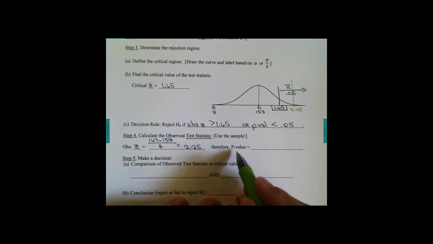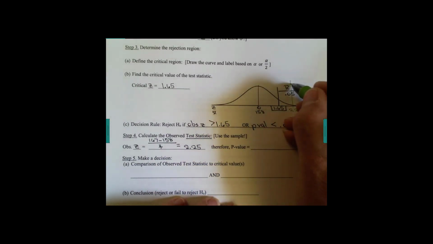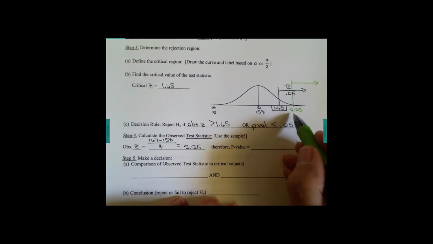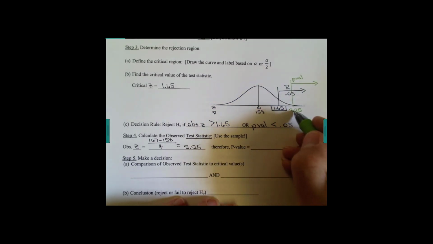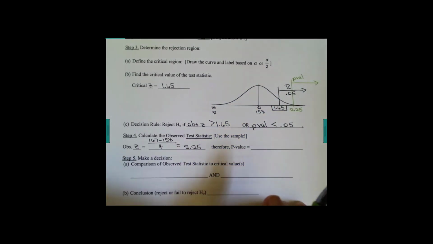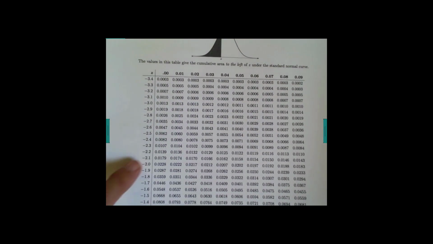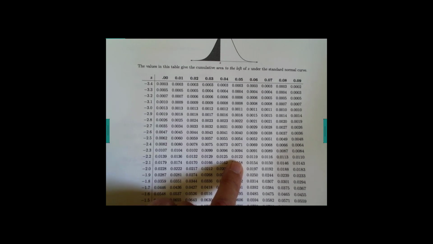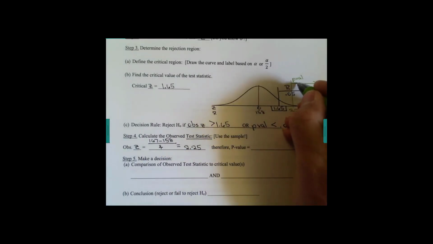Now they asked for one more thing. What's the p-value? Now the p-value is always the area in the tail past the test statistic. In other words, this is my p-value here. How big is it from 2.25 all the way to the end? Well, once again, we look it up on the negative side of our z-table, and we go to a z of negative 2.25, and we come up with 0.0122. There it is. So I'll write it here, 0.0122.